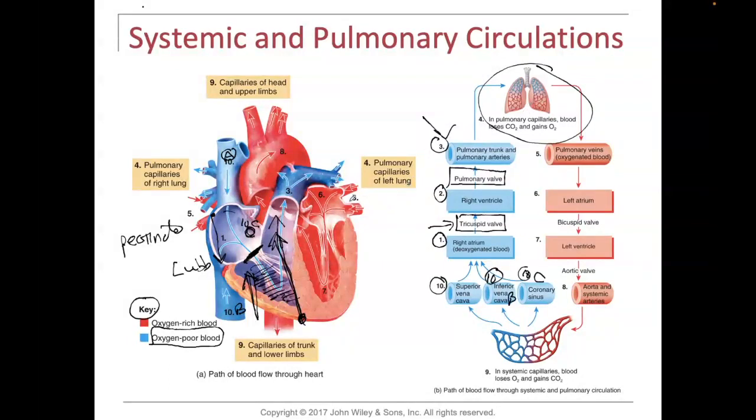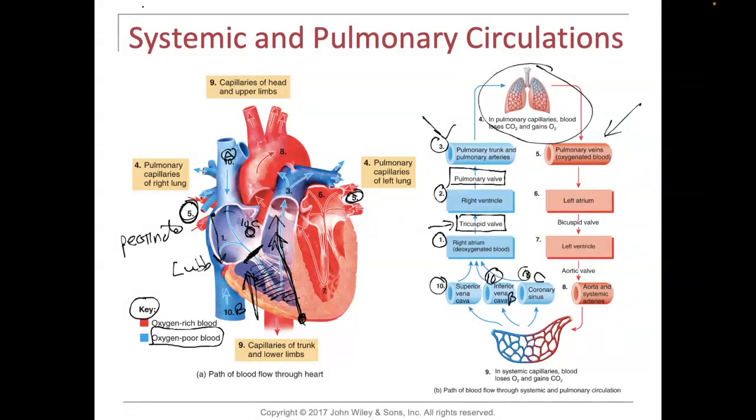From the lungs, we have to find a way to get to the left atrium. So that's where number five comes into play, which is the pulmonary veins. You have pulmonary veins on the left side of the heart, pulmonary veins on the right side of the heart. Now, let's compare the myocardium, this musculature on the left side of the heart here, and let's compare it to this on the right side of the heart. Which is thicker? Well, definitely the myocardium on the left side of the heart looks thicker than the right.